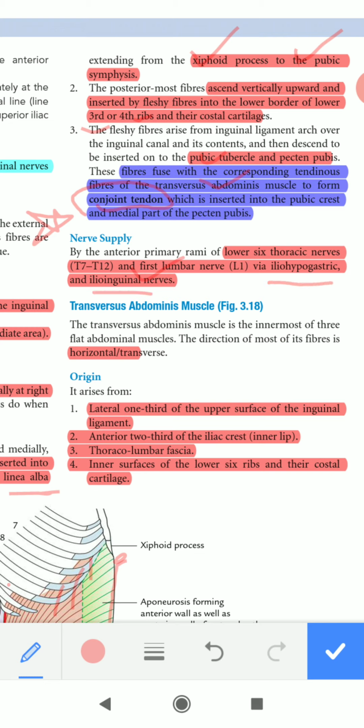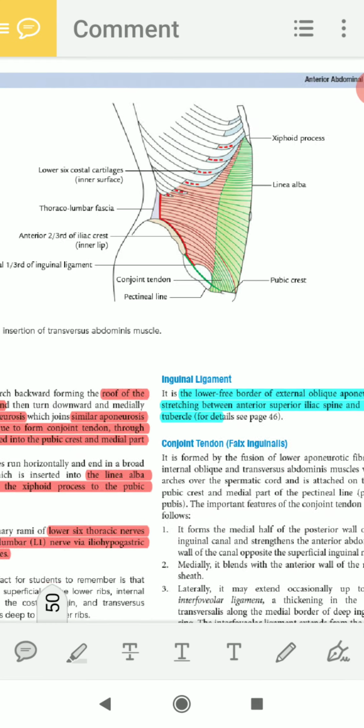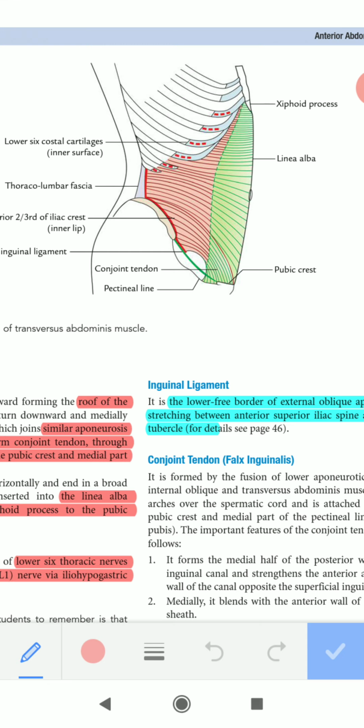Now come to the transverse abdominis muscle. Transverse abdominis, the name says its identification. It lies transversely or horizontally. Origin, it arises from the lateral one-third of the upper surface of the inguinal ligament, anterior two-thirds of the iliac crest, thoracolumbar fascia, and inner surface of the lower 6 ribs and their costal cartilage. So this is the origin of the transverse abdominis. Look at it, the muscle fiber direction is transverse. And the origin is the thoracolumbar fascia, anterior two-thirds of the iliac crest, that is the inner lip, then the inguinal ligament. So that is the origin.